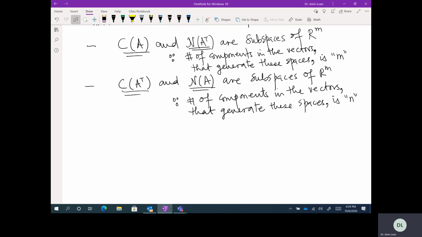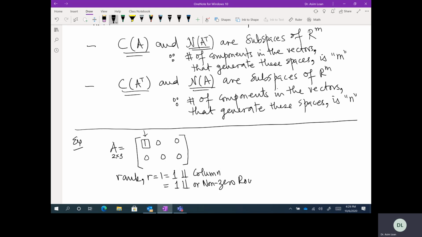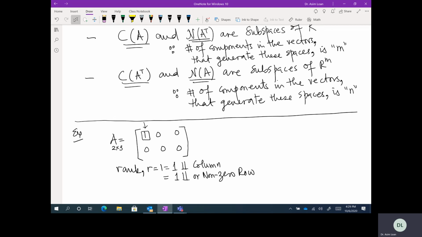Okay, good. So let's look at an example for different matrices and see whether we can find the column space and null space of all these. Example 1, A equals 1 0 0 0 0 0. It's already in echelon form. This is a pivot. So this is 2 by 3. So rank r equals 1, because there is only 1 independent column, or 1 independent non-zero row. Good. So the dimension of the column space is 1, and the dimension of the row space is 1.